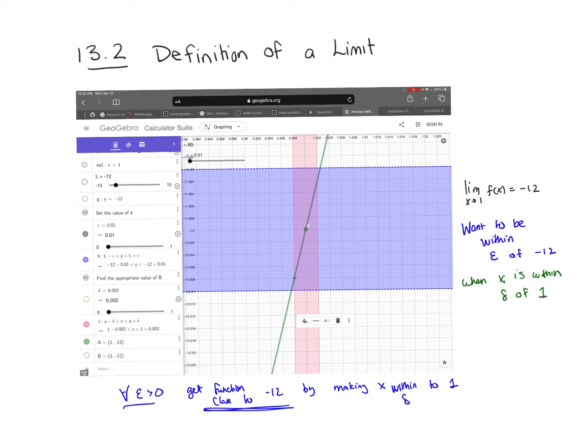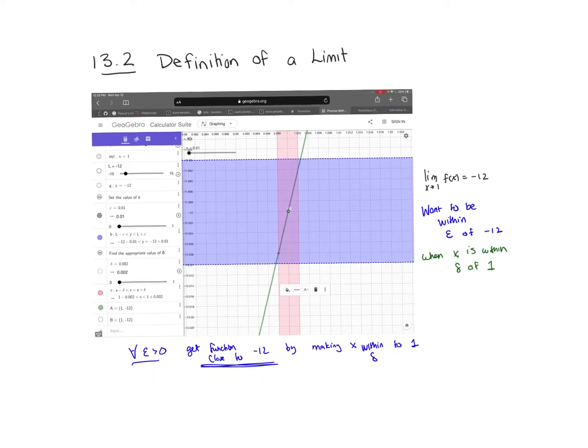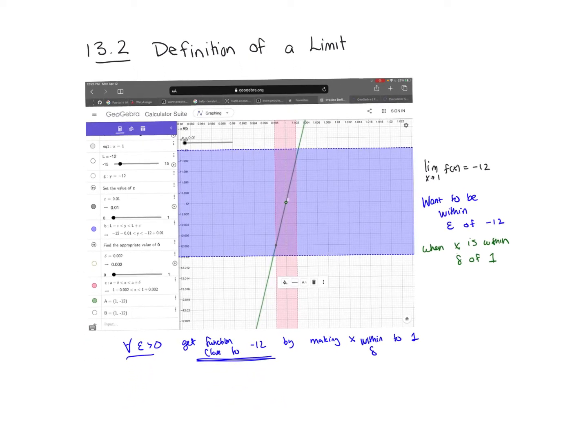So again, let's go from this idea that we talked about and see if we can change it into symbols. We're pretty close. We've got, for every epsilon greater than 0, we can get the function close to negative 12. So that means that the distance from my function to negative 12 is small. The distance from the function to negative 12 gives me the distance, and I want it to be close. I want it to be epsilon close, within that epsilon that we picked.